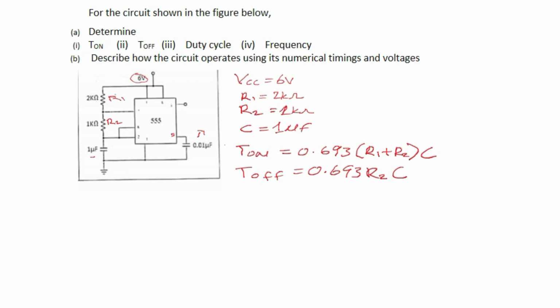Now, let me explain this point. The T on is having R1 and R2 because as the voltage is being supplied, for T on, as long as the timer is on, it is going to charge through both the first resistor and also the second resistor. So that's why we're making use of R1 and R2. While when it is off, it discharges through the discharge pin by only R2 and R1 is not affected.